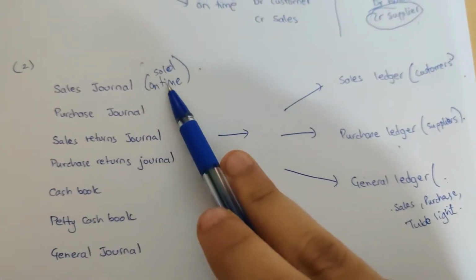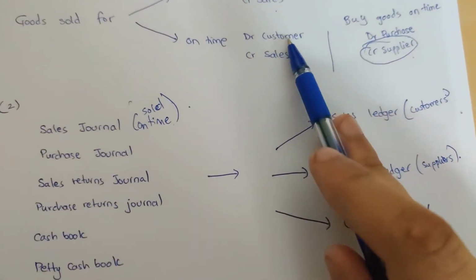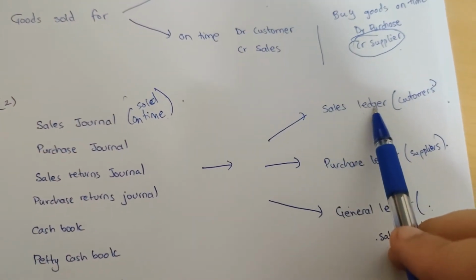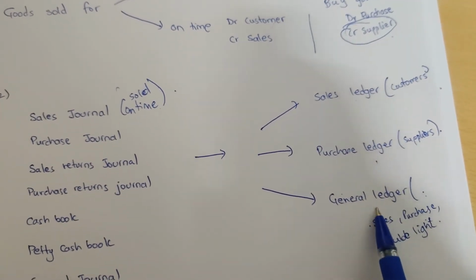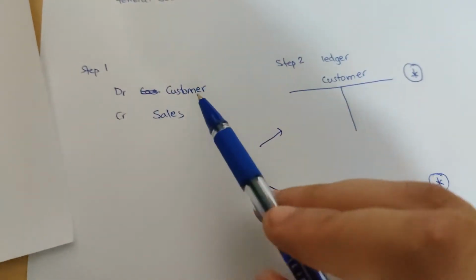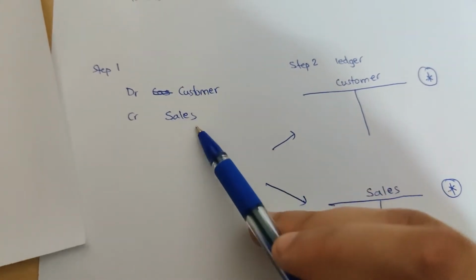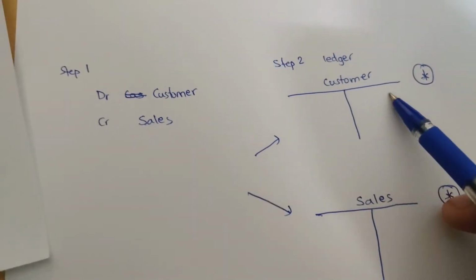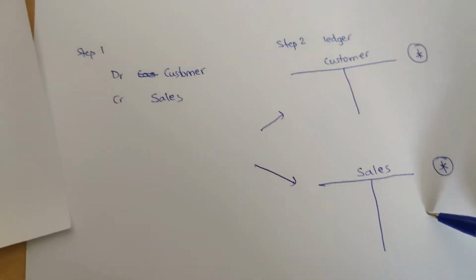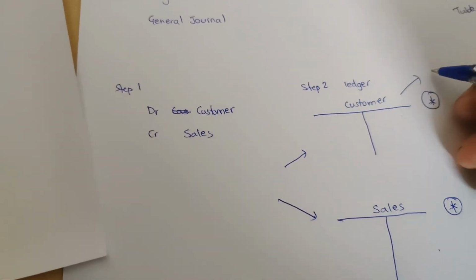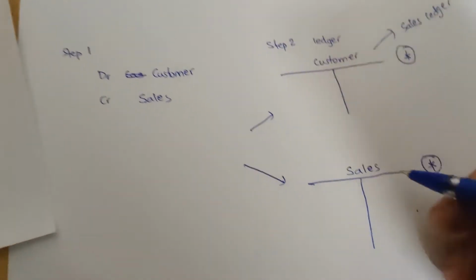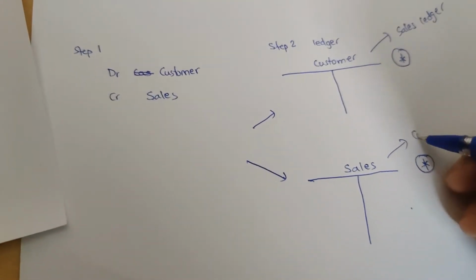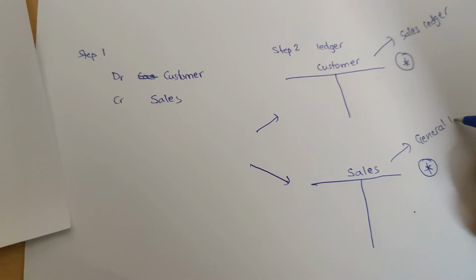After we record the journal entries, we transfer them to the appropriate ledgers, okay? So if you sold on time, okay, you have customers, you record the customer's name in the sales ledger, but you record the sales account in the general ledger. What I mean by this is, look at this journal entry. You have two of them, customer and sales. So one T account for customer, one T account for sales. This customer T account will go to sales ledger, and this sales account will go to general ledger.